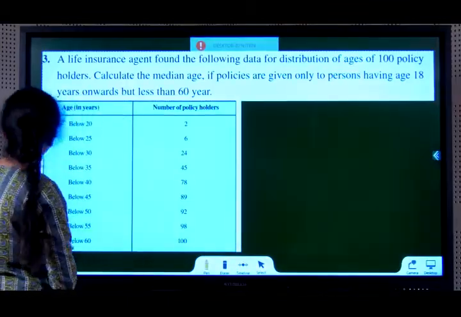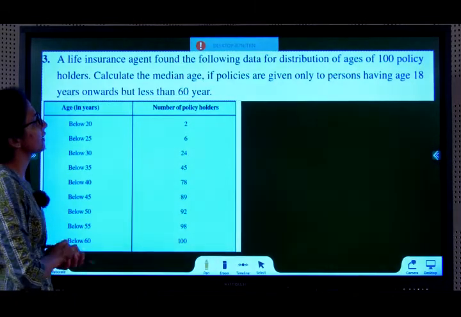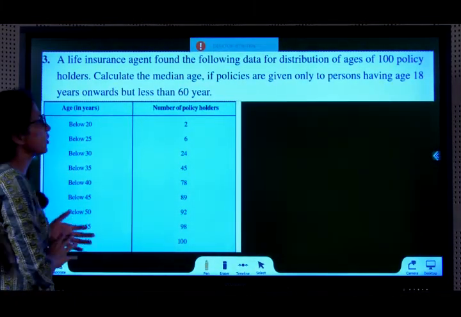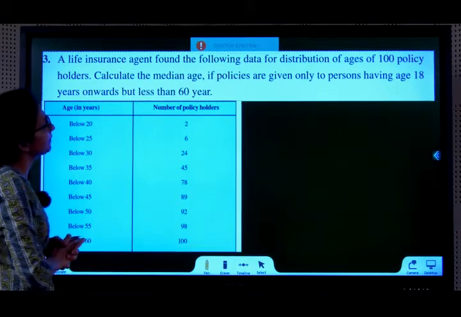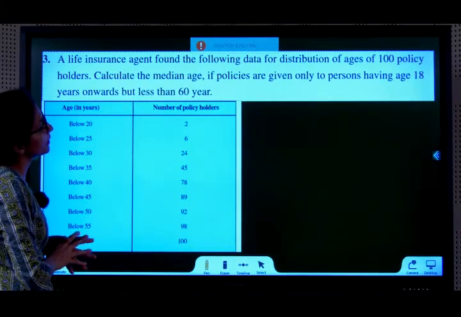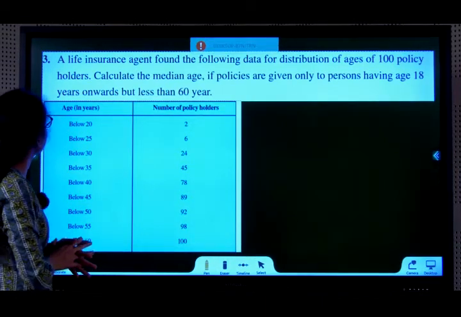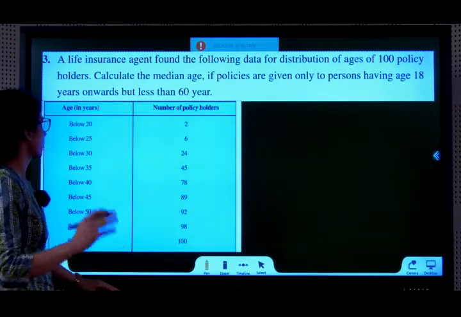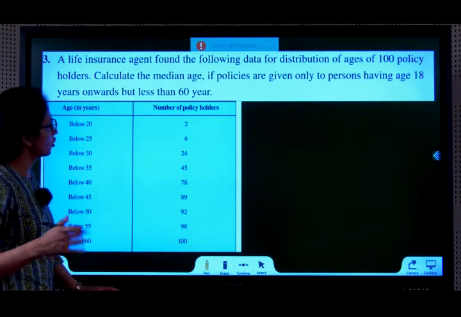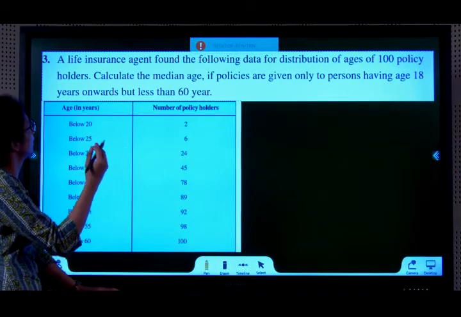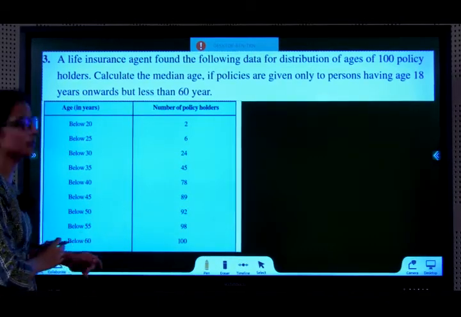Question 3. A life insurance agent found the following data for distribution of ages of 100 policy holders. Calculate the median age if policies are given only to persons having age 18 years onwards but less than 60. So, policy is given only to people who have the age from 18 years onwards and up to 60.